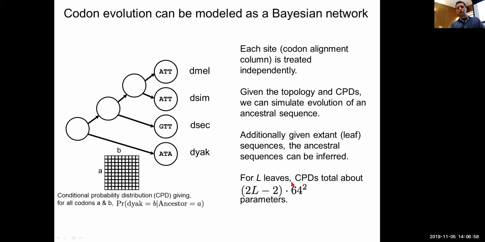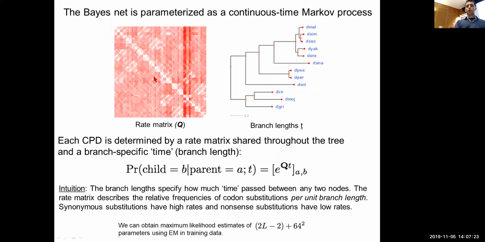If I have L leaves, I would have 64 squared parameters for every branch, and then 2L minus 2 branches. So that's a huge number of parameters. Instead, what I could do is simply say that there's a single substitution matrix that I want to estimate across the entire genome, and then apply that at every branch over and over and over again.